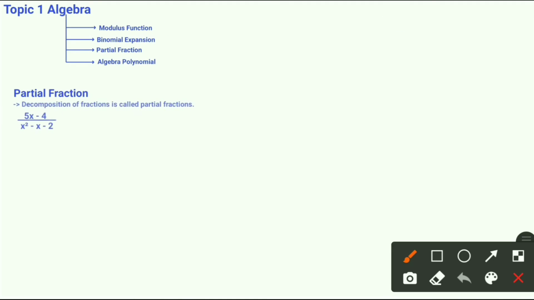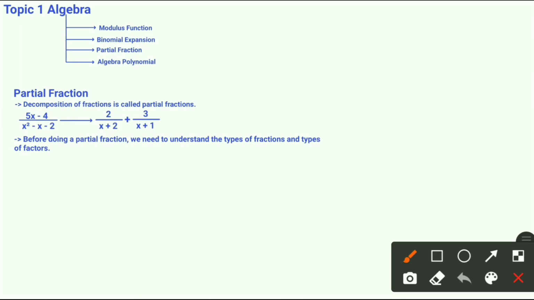So let's begin. A partial fraction is a decomposition of fraction. What is a partial fraction? Decomposition of fraction, breaking down into as many parts as possible, is known as partial fraction. Before doing a partial fraction, we need to understand the types of fractions and the types of factors. Let's start with the factors.